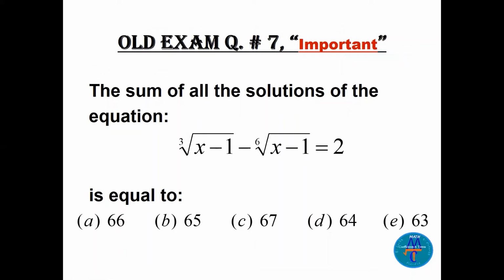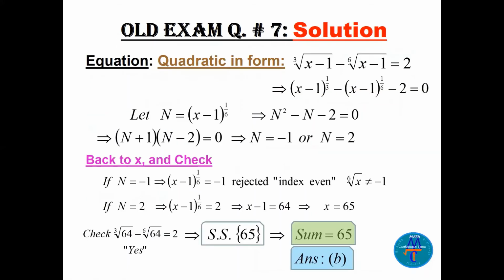Now we need here the sum of the solution, and there's the multiple choice question, A, B, C, D, E. So we can solve it and then find the sum, then we can check which is the correct answer. I hope if you tried this one, it will be good. So let's see. Also, this is quadratic in form. See the first one here, x to the power 1 over 3, and this is 1 over 6. So 1 over 6 is half of this.